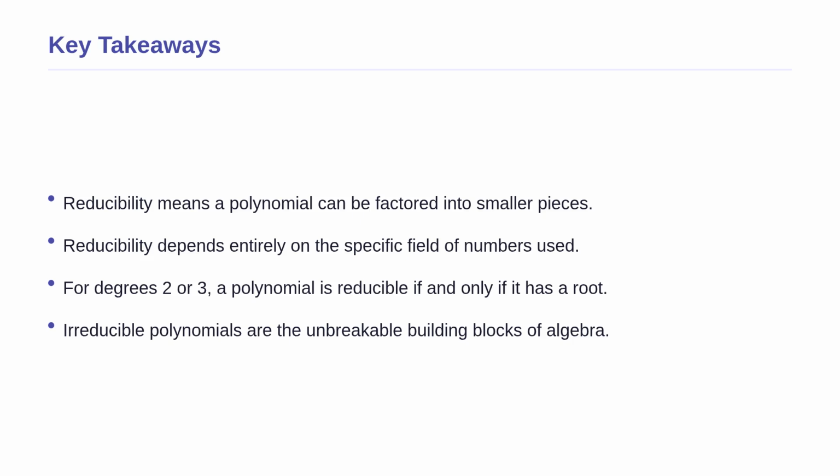We have covered a lot of ground today. Let us summarize the most important ideas. First, reducibility is simply about whether a polynomial can be factored into smaller, valid pieces. Second, the rules of the game are dictated by the field. A polynomial might be reducible in one number system, but irreducible in another. Third, for simple polynomials of degree 2 or 3, finding a root is the ultimate proof of reducibility. Mastering these tests allows you to break down complex algebraic structures into their most fundamental, unbreakable building blocks.